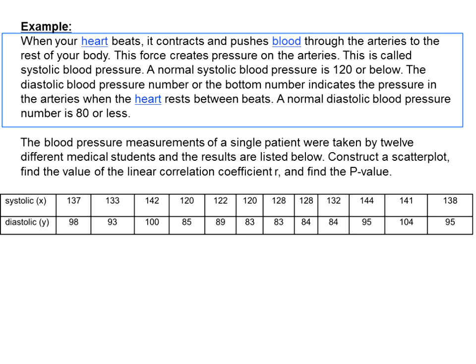Up here is just an explanation. When your heart beats, it contracts and pushes blood through the arteries to the rest of your body. This is the force that creates pressure on the arteries, and this is called the systolic blood pressure. Systolic blood pressure that is 120 or below is considered to be normal. The diastolic blood pressure number, or the bottom number, indicates the pressure in the arteries when the heart rests between beats, and the normal level is 80 or less. So just a little background information about blood pressure.